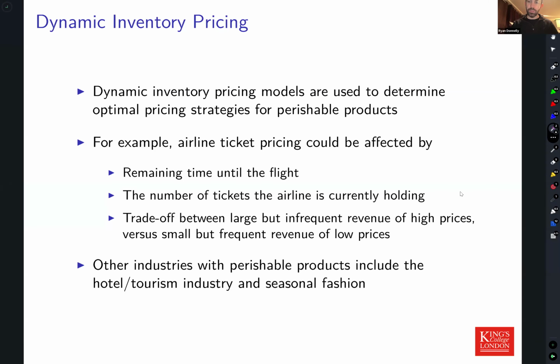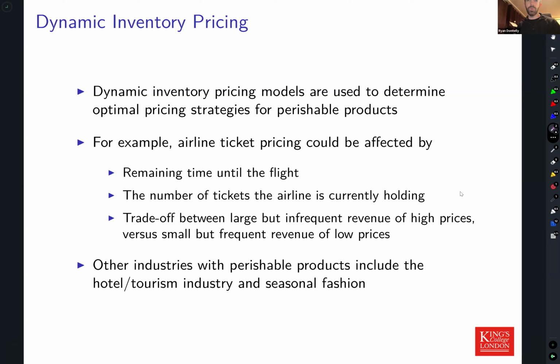So if you want to think of a specific example in the back of your mind, you might think about selling airline tickets. Tickets to a specific flight have to be sold by the time the flight departs, of course. Anything that's left over, any inventory left over after the flight takes off, expires useless, essentially.